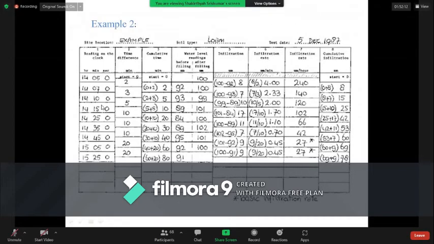Just 3 to 4 rows are enough. Have you finished? Yes, ma'am. Yes.